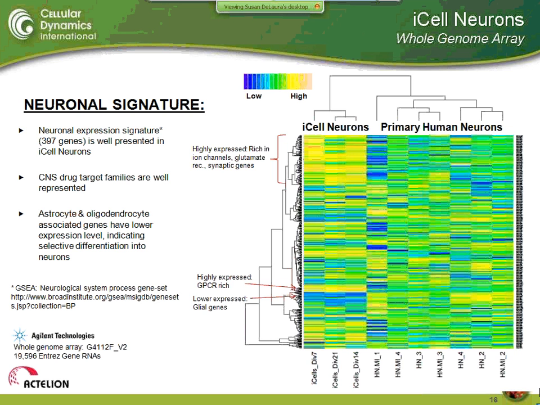They also used Agilent's whole genome array to look at our cells, and they were looking at the 397 gene set from the neurological system process to compare ourselves again with the primary human neuron. And basically one of the things that they found was that our cells were highly expressing the ion channels, glutamate receptors, and synaptic genes. They express lots of the GPCRs and very low glial genes, as we had said, that they are not present in our culture.